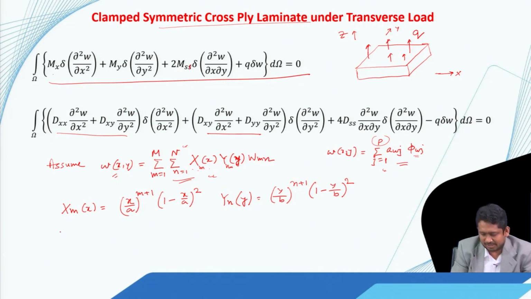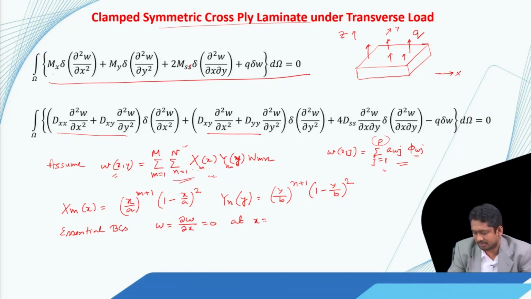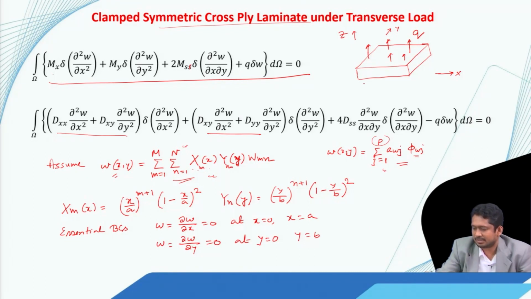Now, the essential boundary conditions here are, this is clamped. So, we know that the essential boundary condition is w is equal to del w by del x equal to 0 at x equal to 0 and at x equal to a, and w is equal to del w by del y equal to 0 at y equal to 0 and y equal to b. So, this has a dimension a along x and this has a dimension b along y. Now, these approximations satisfy these conditions and this is enough for us.